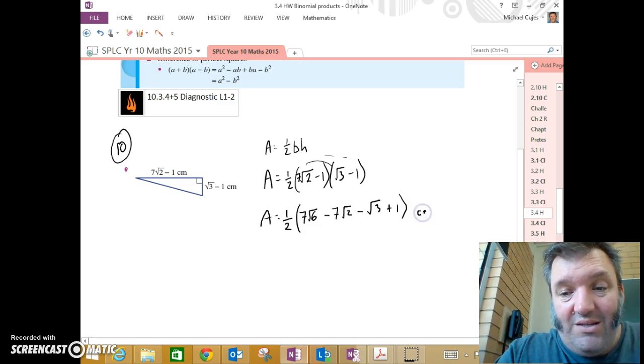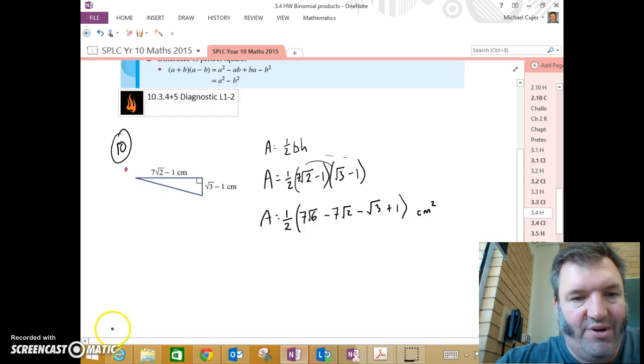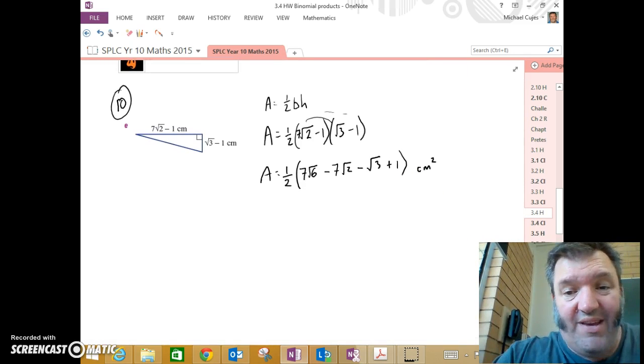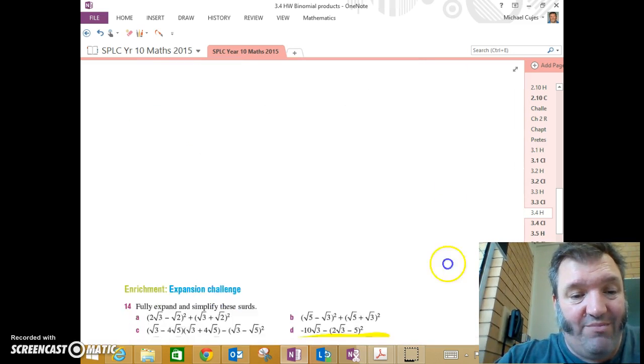That's my answer. Centimetres squared. Not so hard, was it? I told you these were going to be pretty easy. Looks complicated, actually quite easy. Let's have a look at my next example.